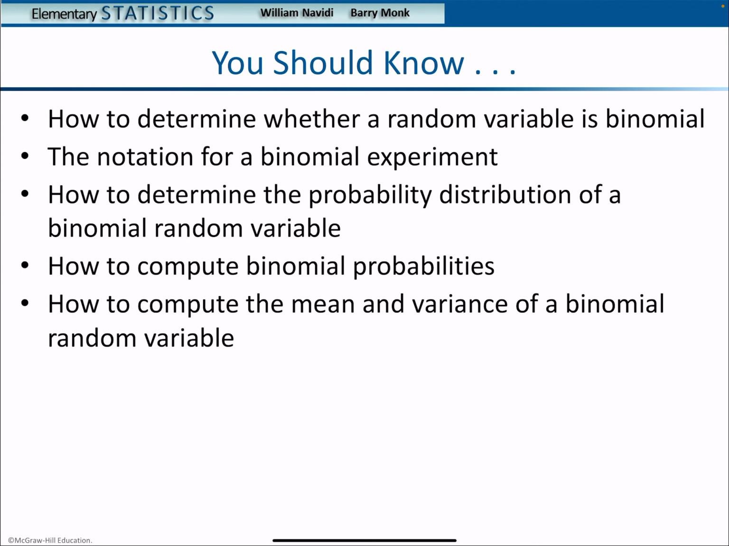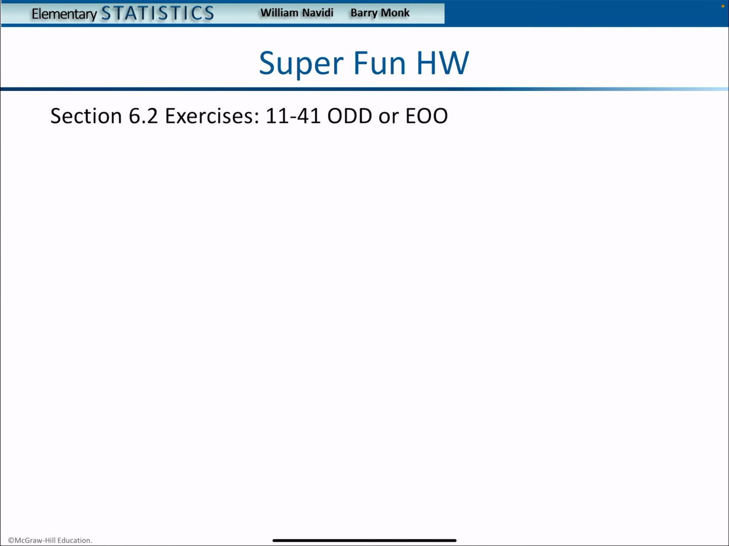So what do you need to know? How to determine whether something is binomial or not, meaning success or fail, right? You saw the conditions before, the notation, how to determine the probability distribution, how to compute, and we went over 3 ways how to do that, and then how to compute the mean and variance of a binomial random variable. Okay, and that's it for 6.2.